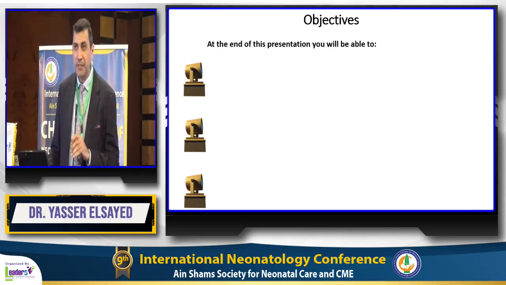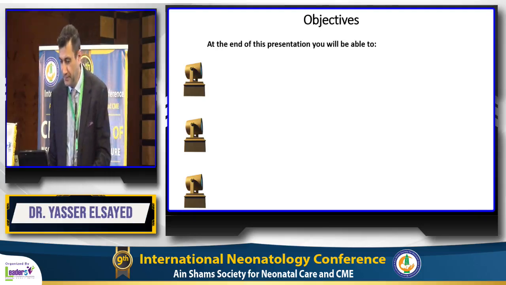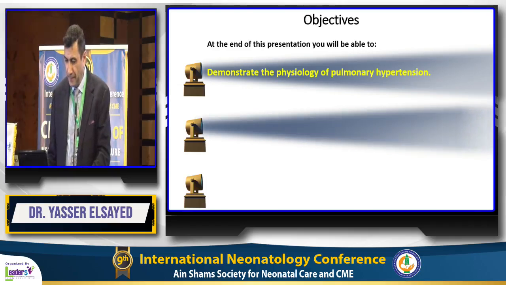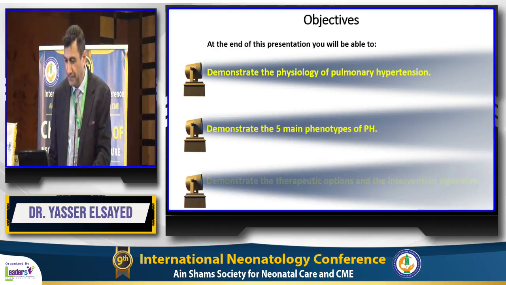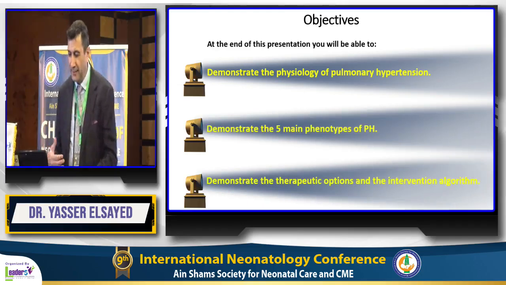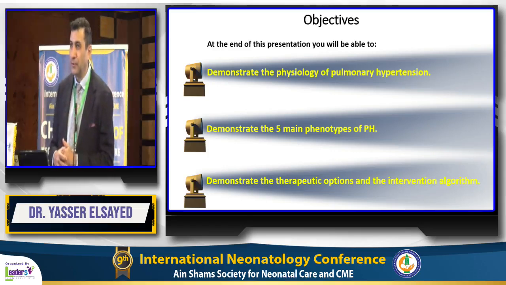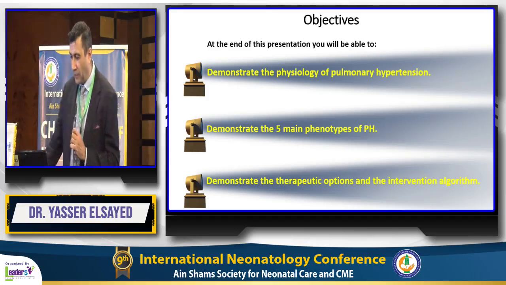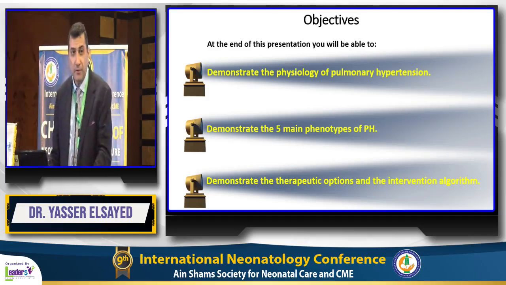And I have three main objectives to discuss over the next 30 minutes. At the end of this presentation, you will be able to, hopefully, demonstrate the physiology of pulmonary hypertension, demonstrate the 5 main phenotypes of pulmonary hypertension. So we will discuss in this presentation that not all of the cases of pulmonary hypertension are the same. There are phenotypes, and some of them you need to even avoid giving pulmonary vasodilators or to limit use of oxygen. And then demonstrate the therapeutic options and the intervention algorithm at the end.